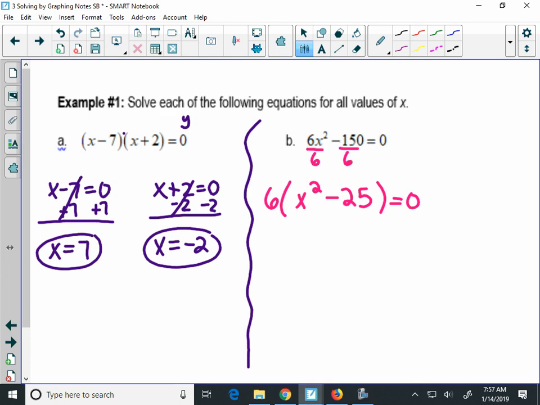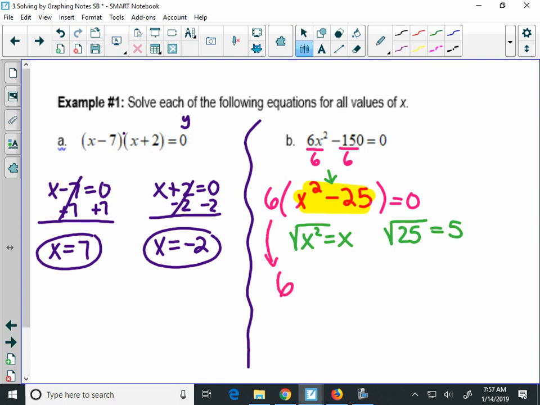Now, I have to look at the x squared minus 25. That does factor again. There's two terms. There's a minus sign in the middle, and I can take the square root of both terms, which means I can use the difference of squares. So I take the square root of each term. The square root of x squared is x. The square root of 25 is 5. And I use those to help me factor.